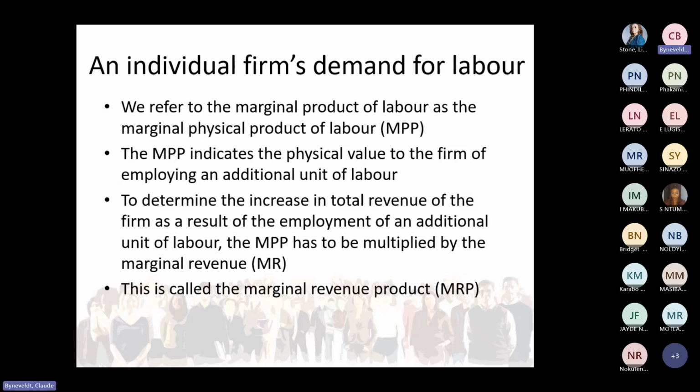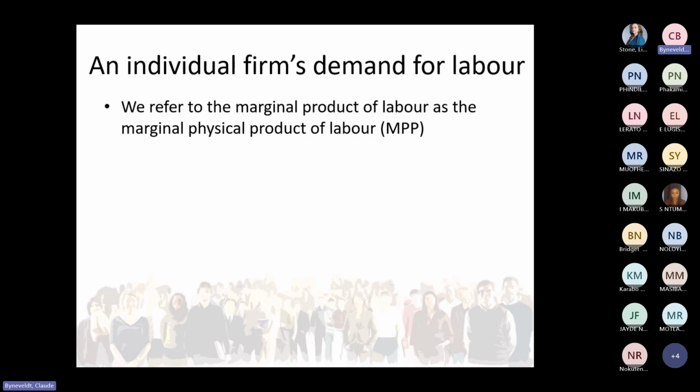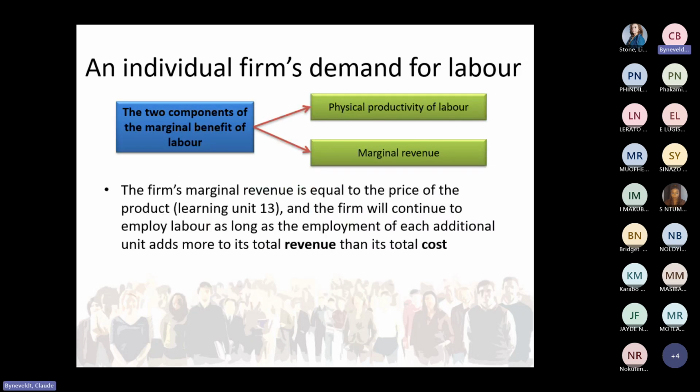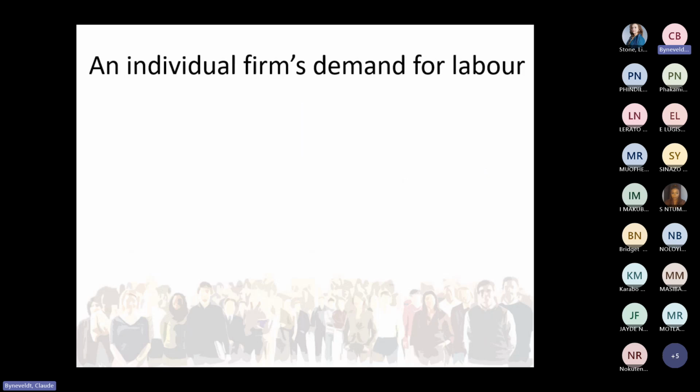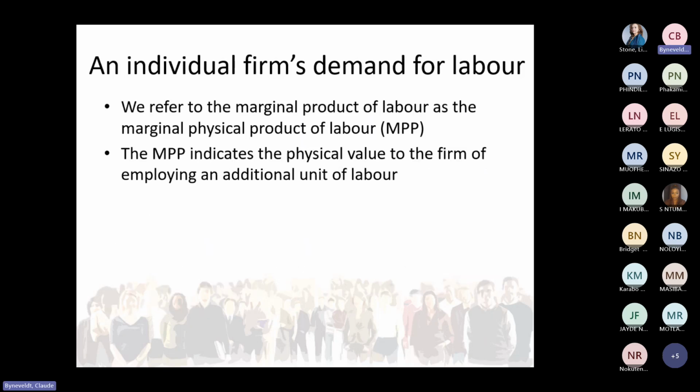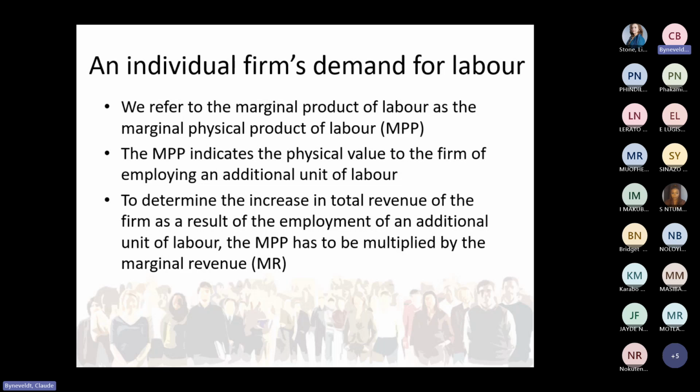Now, you remember the two components of the marginal benefit of labor: physical productivity of labor and marginal revenue. If you look at this slide, we refer to the marginal product of labor as the marginal physical product of labor, the MPP. So we have the MCL and the MPP. What does the MPP indicate? The physical value to the firm of employing an additional unit of labor.